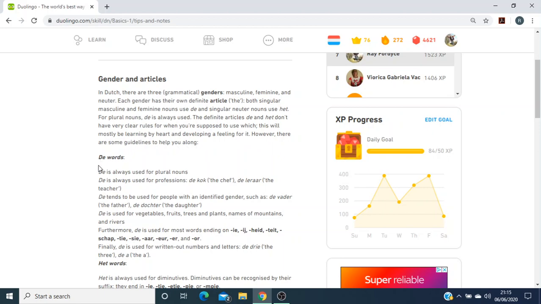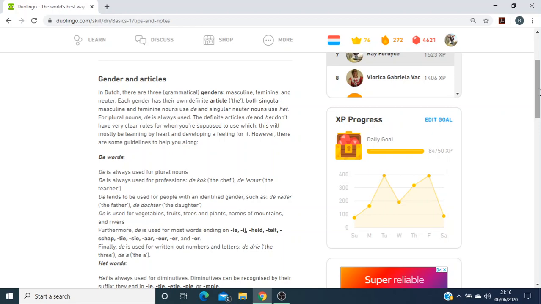So, de is always used for plural nouns. De is always used for professions: de kok, the chef. De leraar, the teacher. Not sure if I'm pronouncing that bit right. De tends to be used for people with an identified gender, such as de vader, the father. De dochter, the daughter. De is used for vegetables, fruits, trees, plants, names of mountains and rivers.